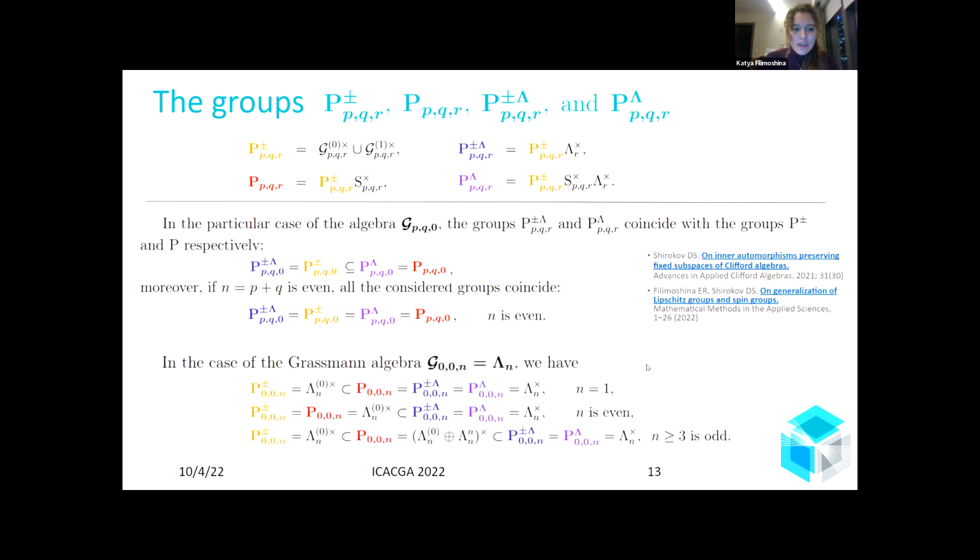Let us consider the Grassmann algebra G00N, or lambda n. We have two different groups if n equals 1 or n is even. And we have three different groups in the other cases. Note that the yellow group always coincides with the set of all invertible even elements. The blue and purple groups always coincide with the set of all invertible multivectors of the Grassmann algebra.